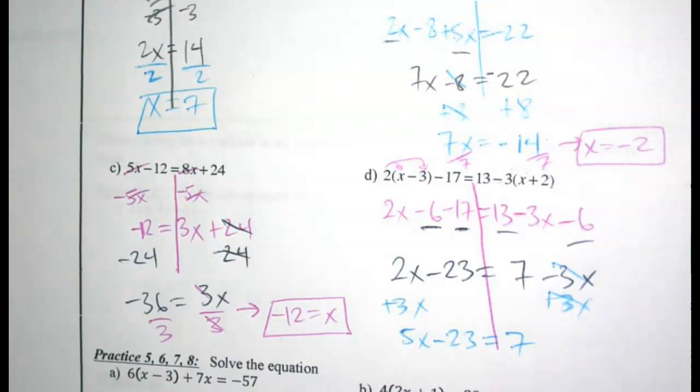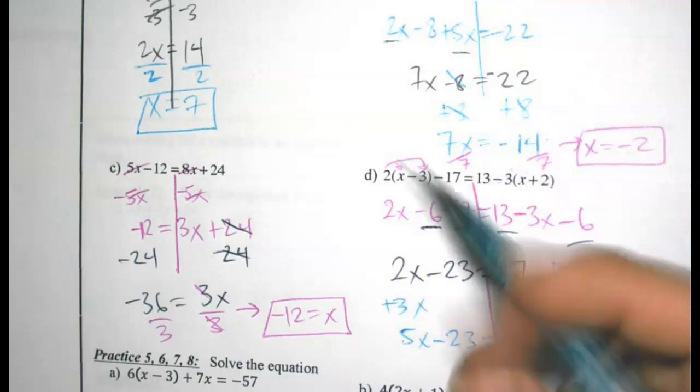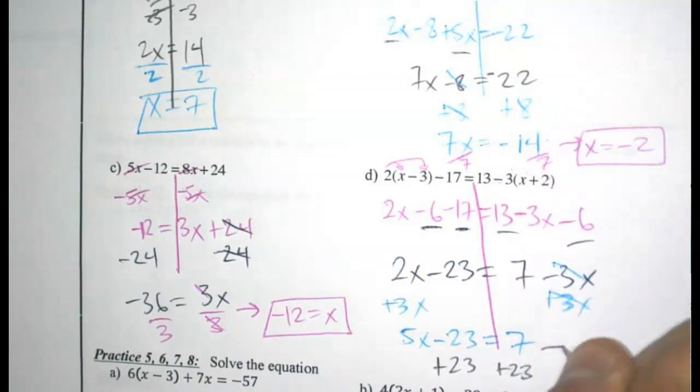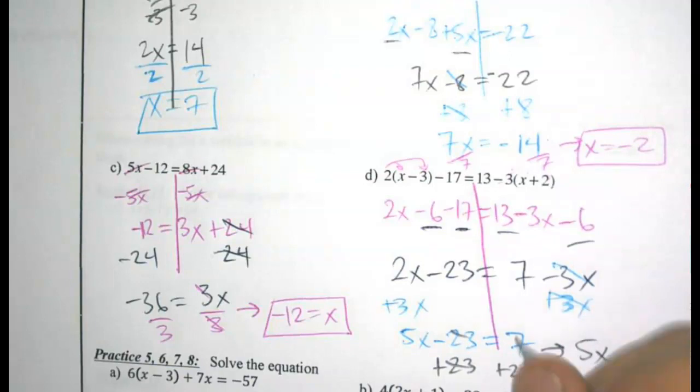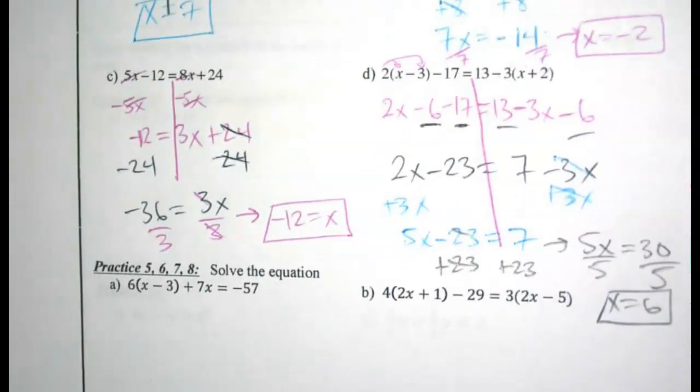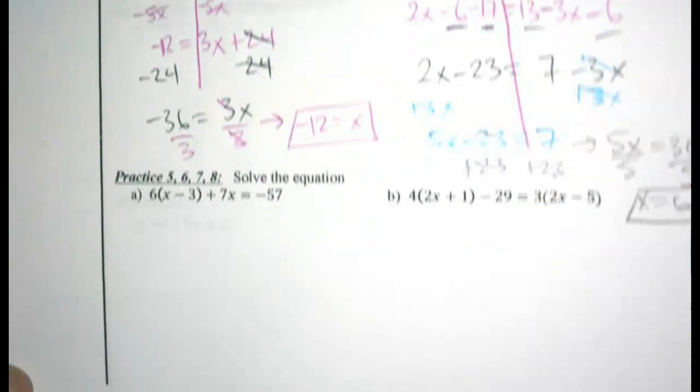And then I'm going to go ahead and undo this minus 23 by adding 23. So now the 23 zeroes out. Bring the 5x over. 7 plus 23 is 30. Last step here is divide, and x equals 6. Oh shoot, sorry about that. There you go.